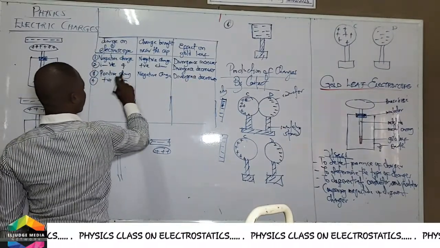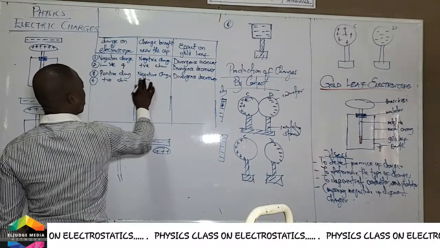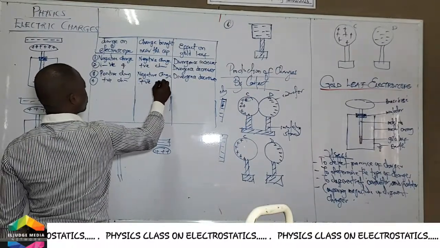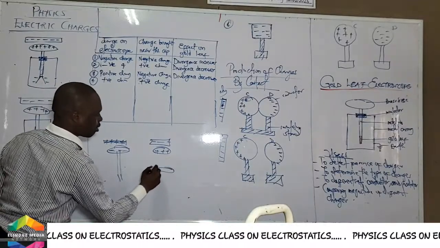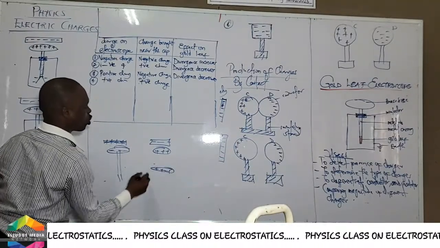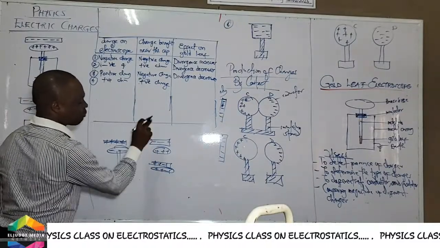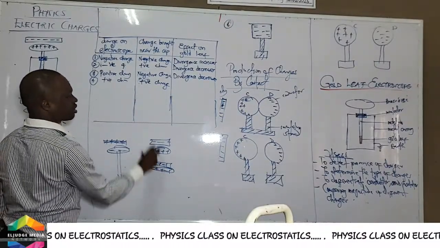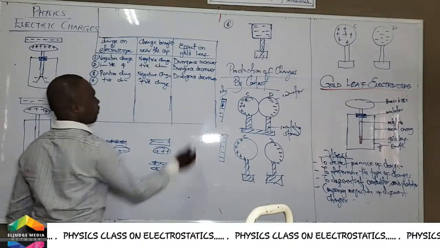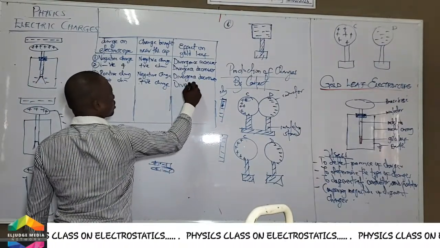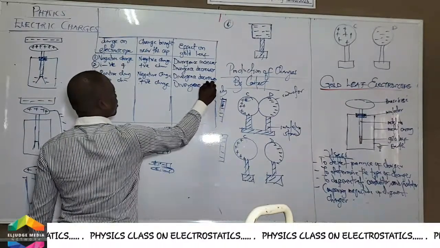If I have a positively charged electroscope and I'm bringing a positive charge close to it, it will repel most of these charges towards the gold leaf. Thereby, the divergence increases.